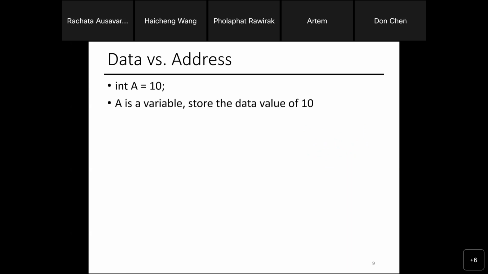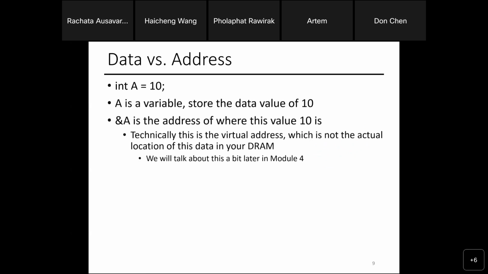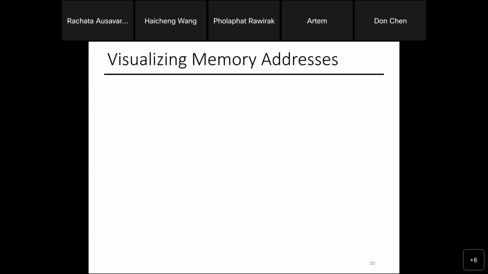So in here, if I say int A equal 10, A is a variable that stores the value of 10. I can write ampersand A. This would give me the address, basically the location of where this value 10 is. Technically, as we will learn in the last module, basically the last 2 lectures of this semester, this address is a virtual address, but we're not going to worry about it for now. Think of it as an address, all right?